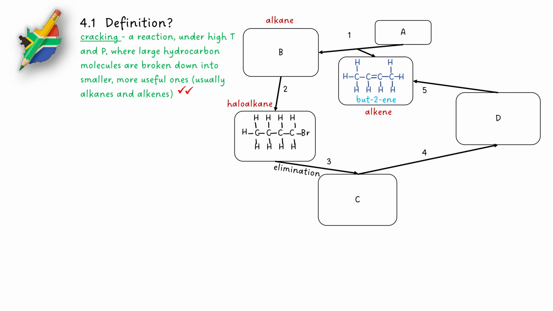Now reaction 2 shows an alkane producing a haloalkane, namely 1-bromobutane. Since a hydrogen is replaced by another atom, in this case bromine, this must be a substitution reaction. And since the haloalkane has 4 carbons, the alkane must also have 4 carbons, and is therefore butane.